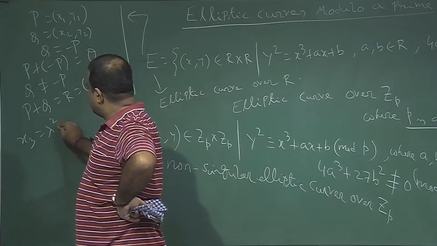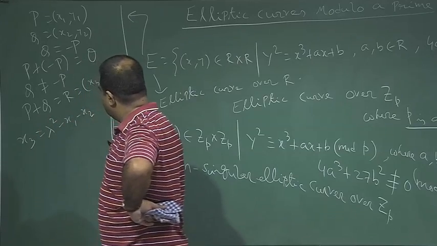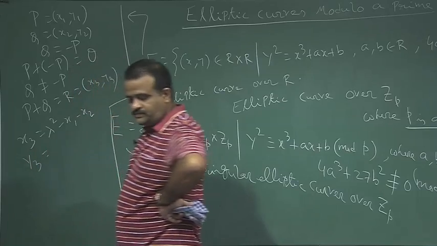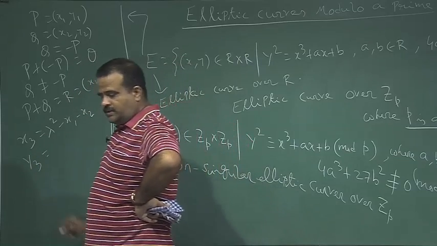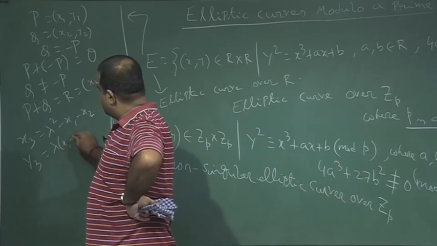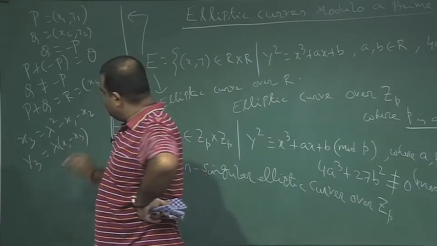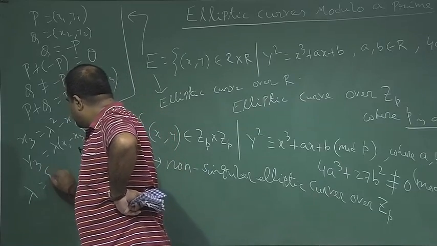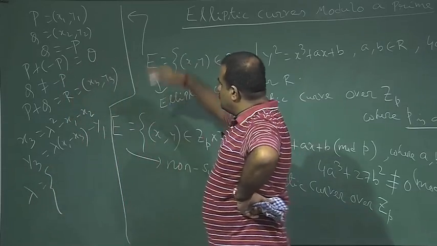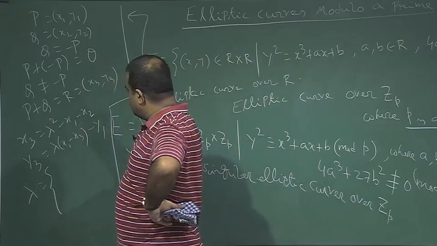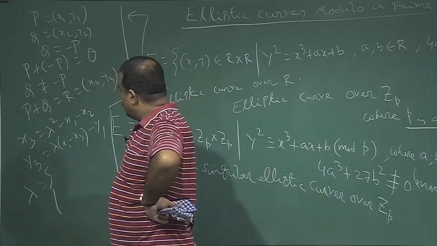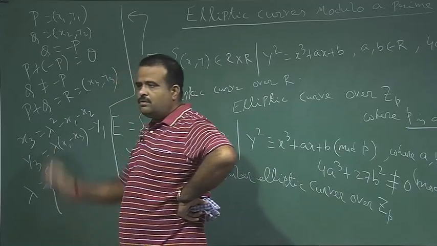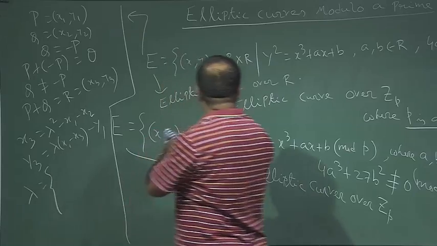So x3 is lambda squared minus x1 minus x2, and y3 is lambda into (x1 minus x3) minus y1, and lambda is the slope, which is either a chord or the tangent to the curve, depending on whether P equals Q or P is not equal to Q. If P is not equal to Q, then this will be a chord.